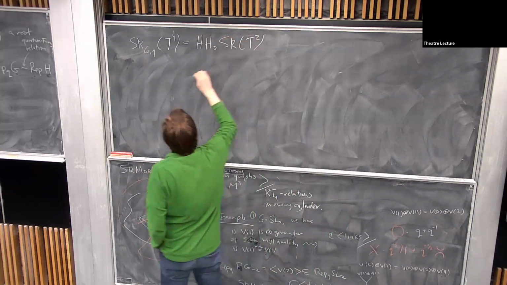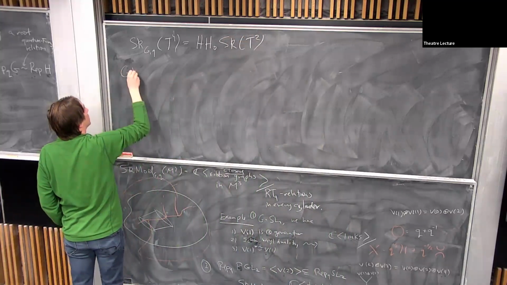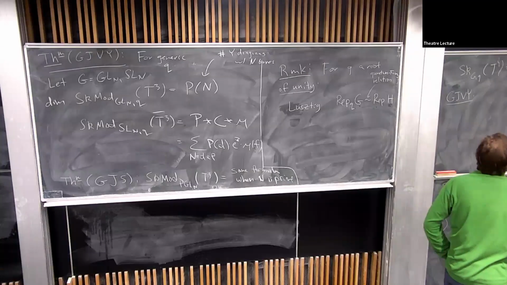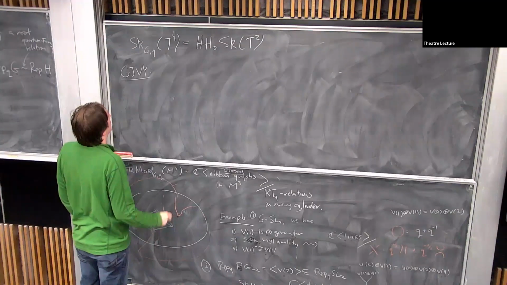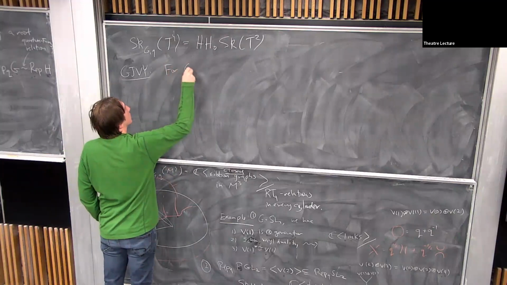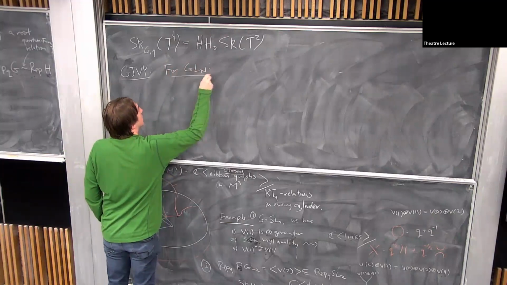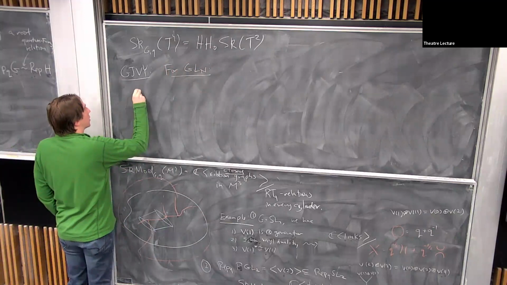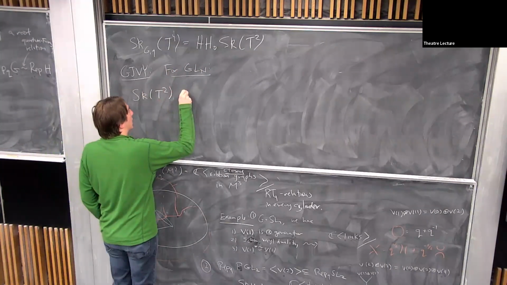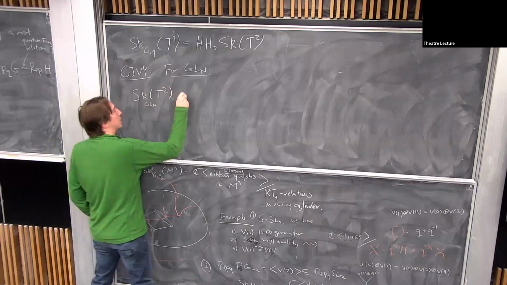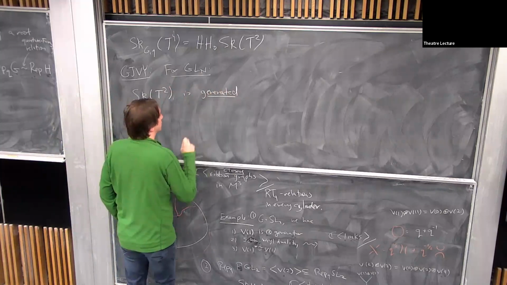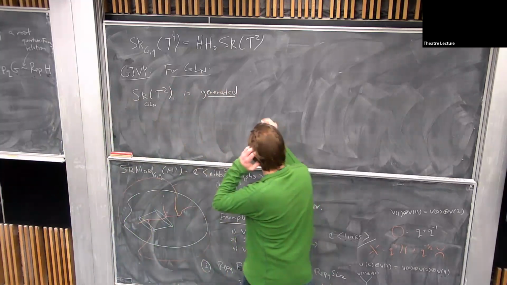And essentially what we do is the following. Let me say what happens for GL_N. For GL_N, we show that the Skein category of the two-torus is generated, just as an abelian category, by a single object.